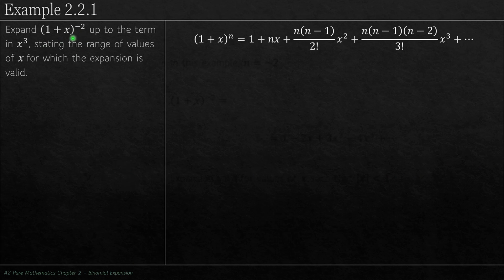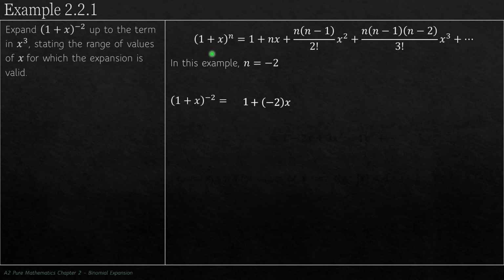So we've got a value of minus 2 for n. We're doing this expansion here. I have to use this formula because n is not a positive integer. So the first term is 1. Nice and straightforward. n is equal to minus 2. Like I said, let's not expand it out. Let's just write this down and get the structure correct. So I get minus 2x and put in a bracket around that minus 2.